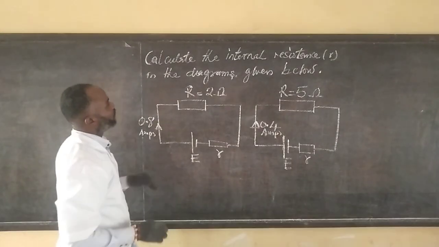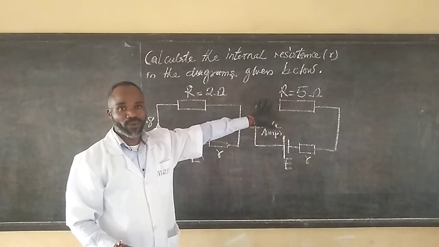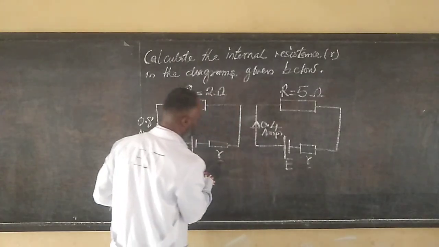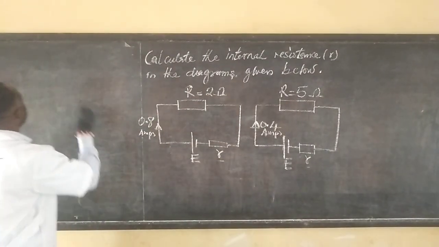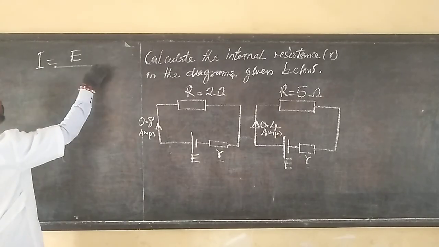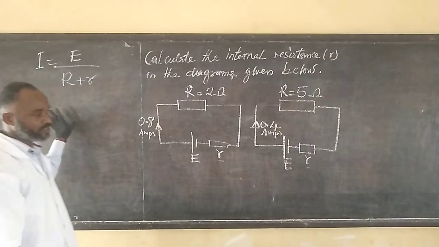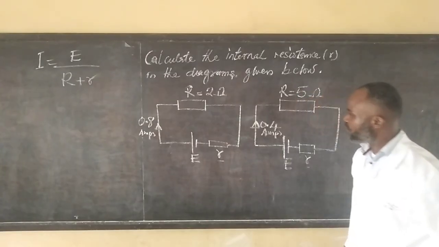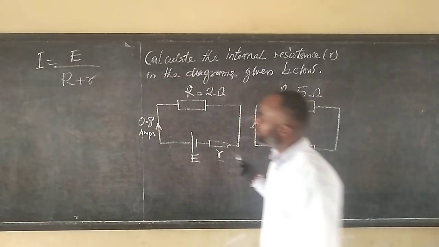Calculate the internal resistance r in the diagrams given below. So you are only expected to calculate the internal resistance, nothing more. What do we do? Very simple. State Ohm's law, which is given as I is equal to E all over R plus small r. Once this is done, you've started well. The next thing to do is to substitute where necessary, equate, then simplify.